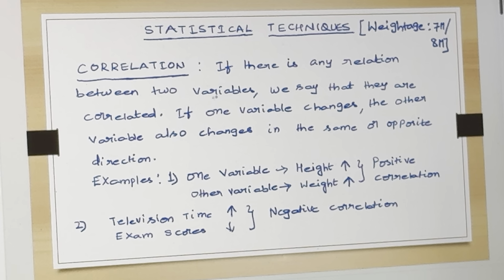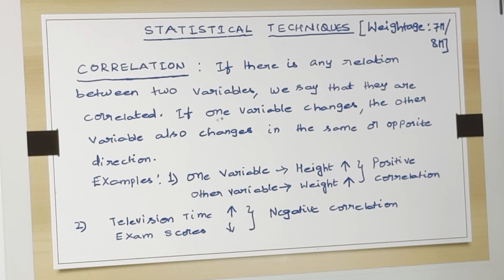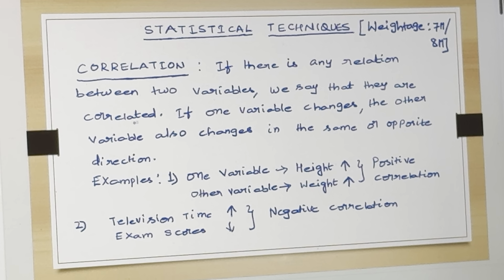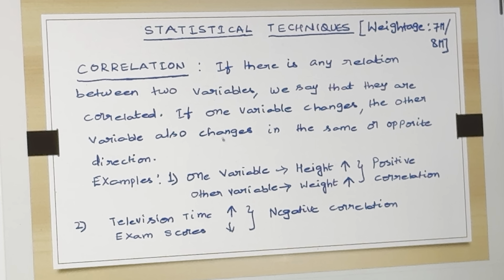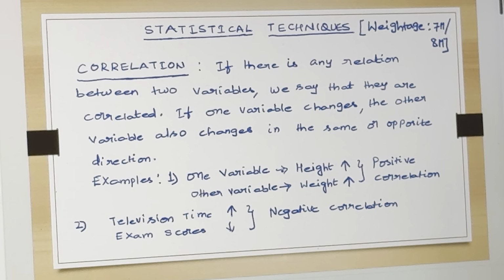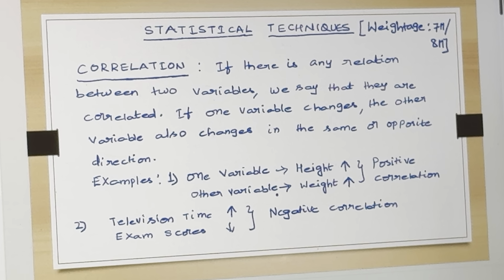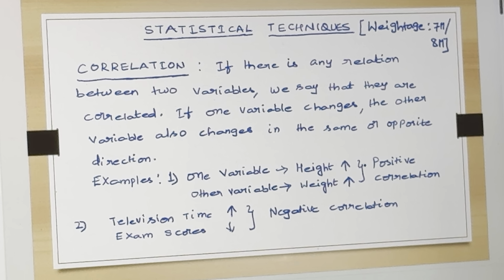If there is any relation between two variables, then we always say that the variables are correlated. In this, if one variable changes, the other variable also changes in the same direction or in the opposite direction. Let us understand the concept of correlation with two simple examples. If we consider height as one variable and weight as another variable, if the height of a person increases, then automatically the weight of a person may also increase. So this we call positive correlation.